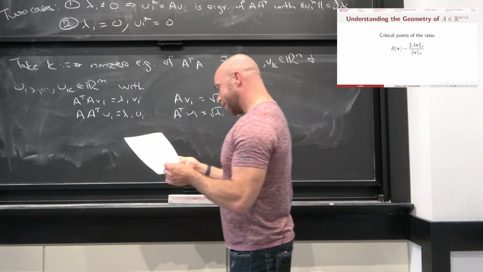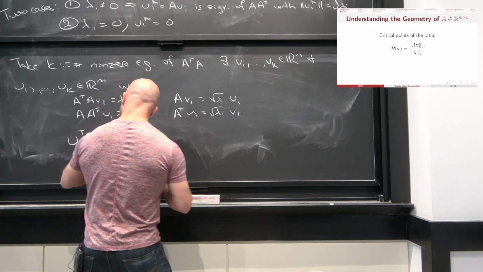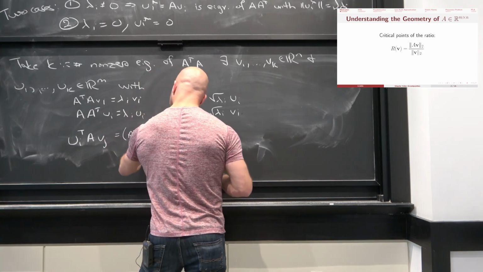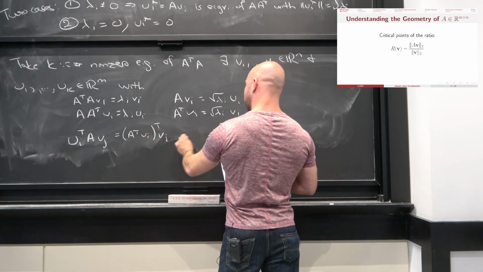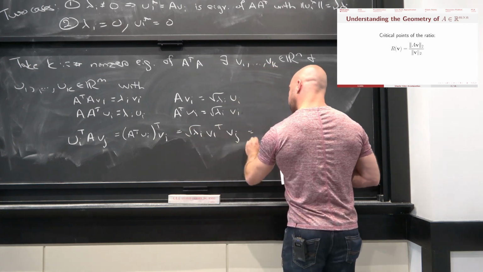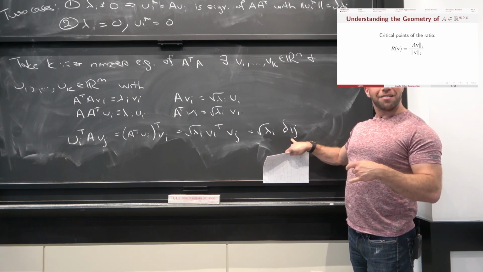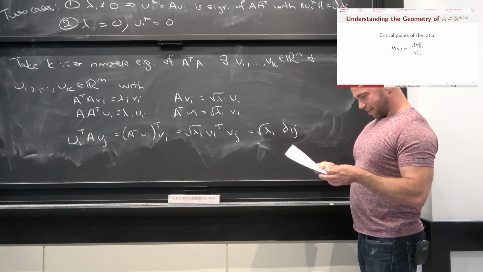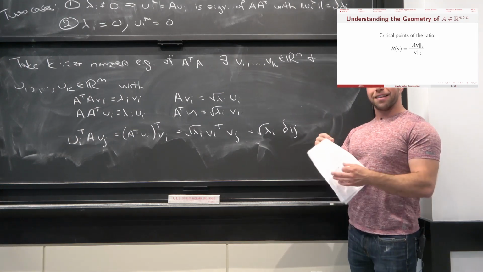In fact, we can prove one additional fun fact, which is UI transpose A VJ. Well, what is this thing? This is, for example, A transpose UI VJ. But by this property here, this is square root of lambda I times VI transpose VJ, which is lambda I delta IJ, where this is the notation that's equal to 1 when I and J are the same and 0 otherwise. Everybody with me so far? Okay. Isn't this cool? We're starting to glue these two things together. We now understand the input space and the output space of A.